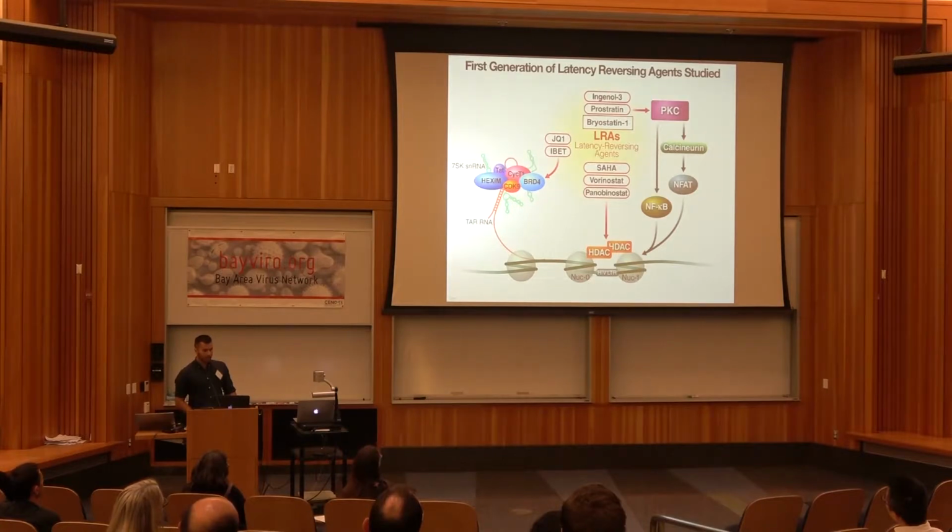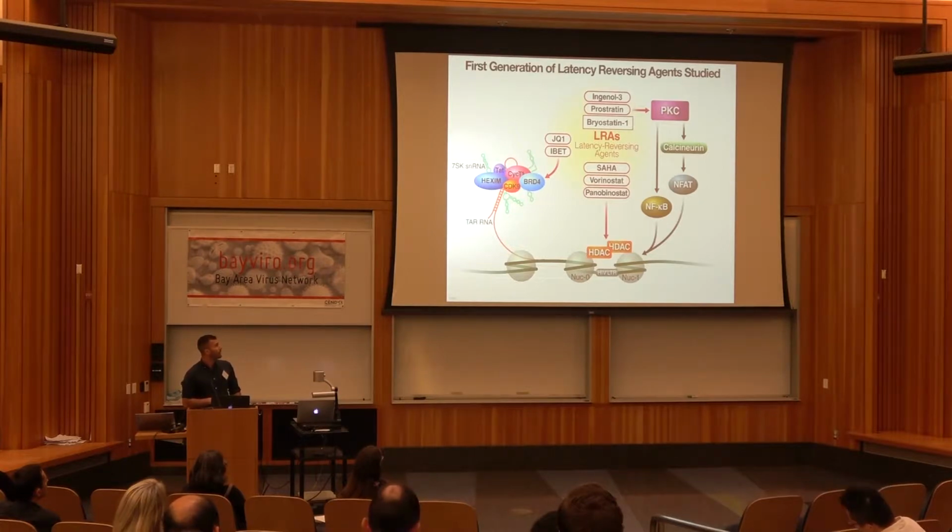Now, the latency reversing agents that have been studied so far belong to three major classes: the PKC activators that induce activation of NFATs and NF-kappa B. Those transcription factors are known to induce transcription of HIV-LTR. The HDAC inhibitors, or histone deacetylase inhibitors, and the bromodomain 4 inhibitors. Now, unfortunately, there are some problems related to these classes of agents.